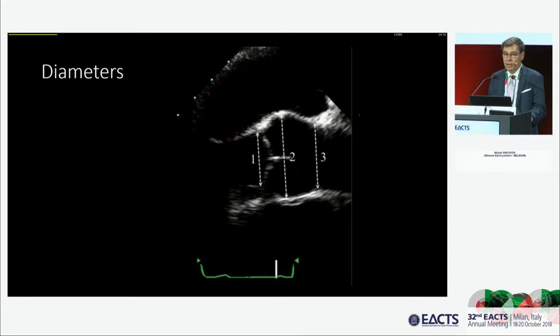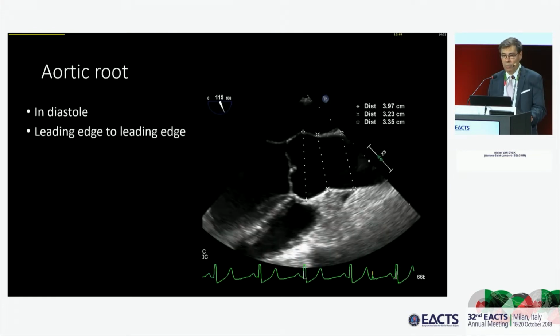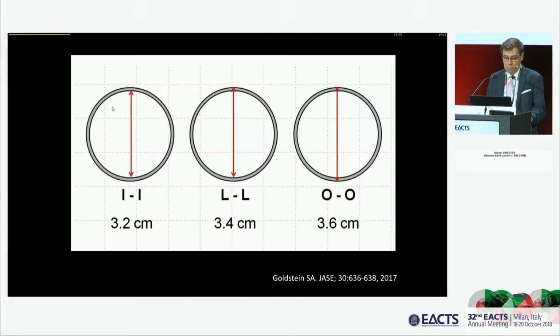And when we as echocardiographers perform these measurements, we base them on the transthoracic echo recommendation that asks us to measure the VHA in mid-systole and from inner edge to inner edge, while when we have to measure the other diameters of the aortic root, we should do this in diastole and from leading edge to leading edge. And indeed, there can be some important difference, 2 millimeters, by measuring from inner edge to inner edge or from leading edge to leading edge, and even 2 more millimeters difference by measuring from outer edge to outer edge. So it poses some differences in analysis.